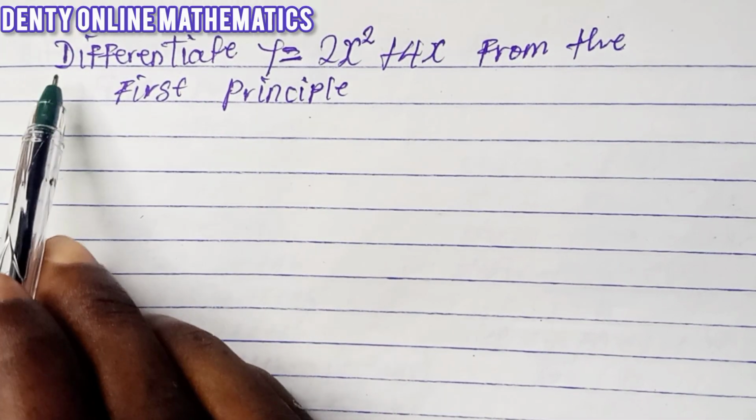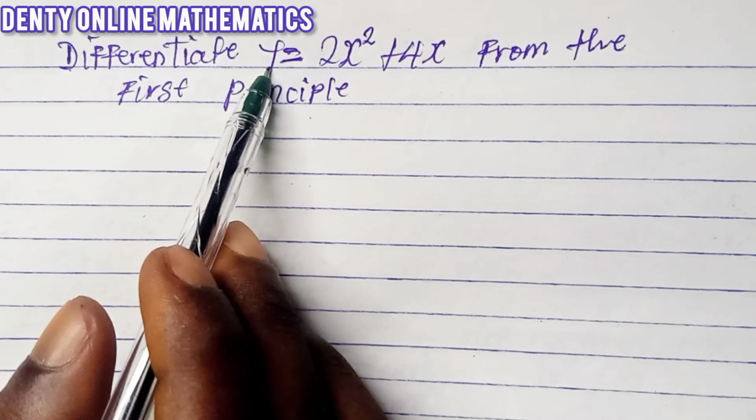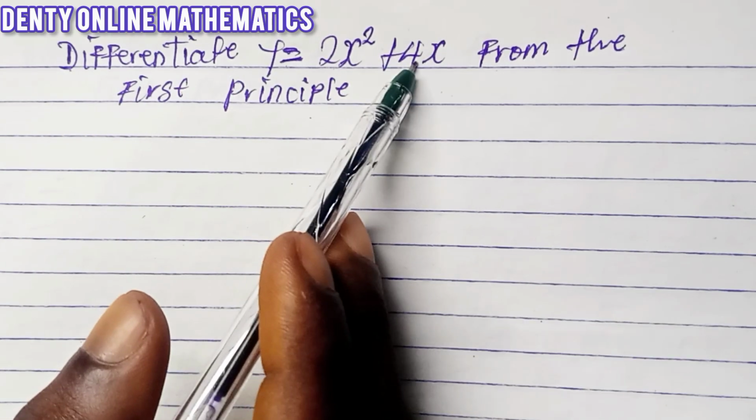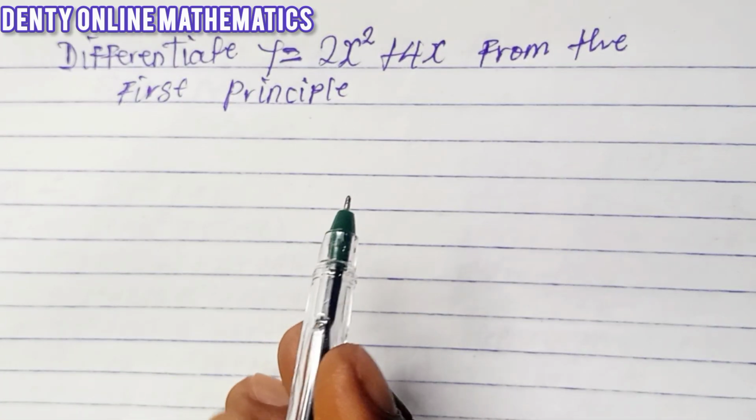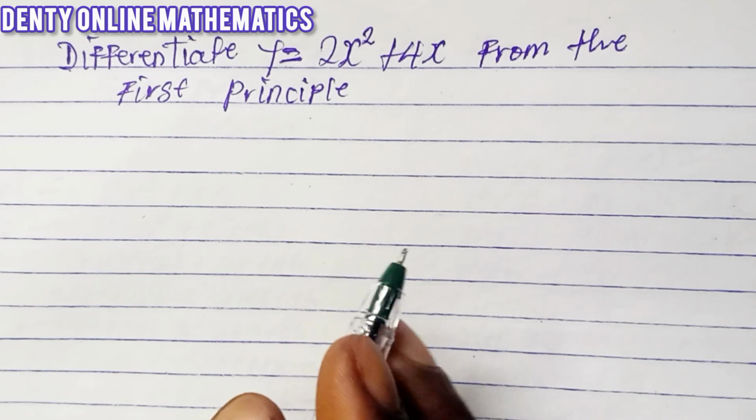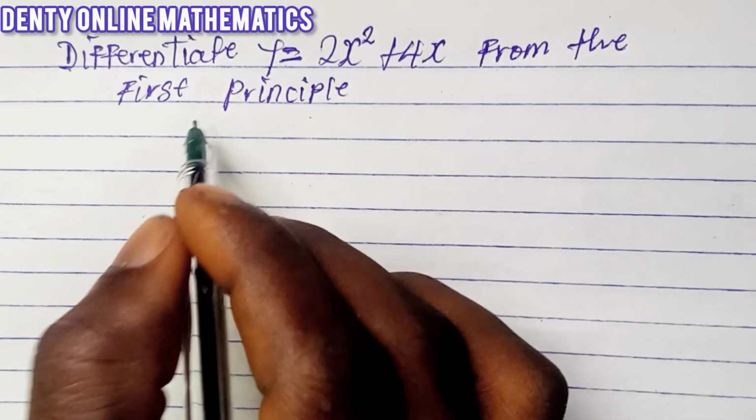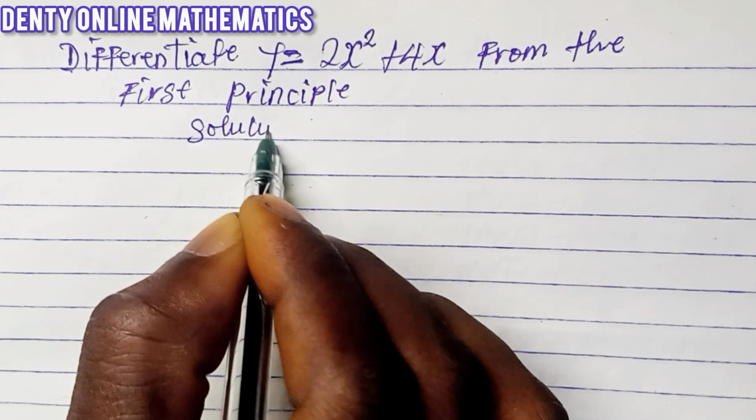Now we have this question before us. We have to differentiate y equals 2x squared plus 4x from the first principle. How are we going to do this? It's very simple. Now here's the solution to this problem.